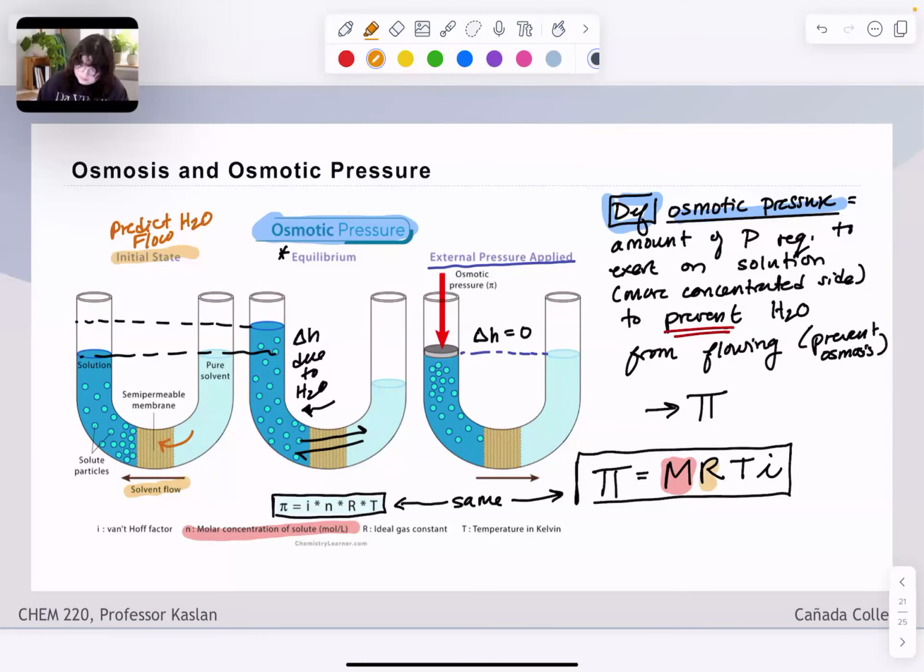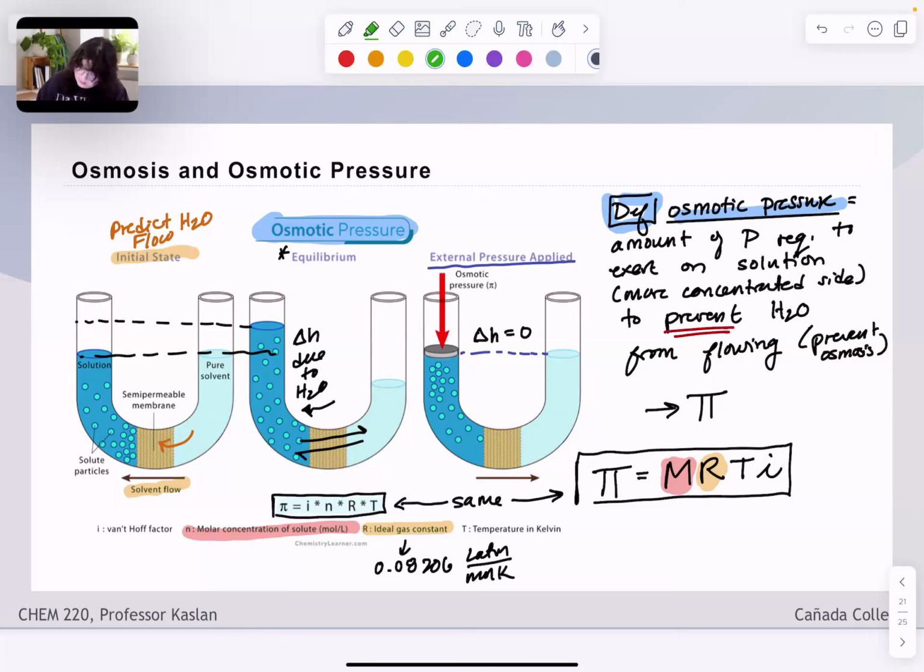R is our ideal gas constant. We are talking about pressure here, so some of our gas terms are going to come into play. So that is, if we need the reminder, 0.08206 liter atmospheres per mole Kelvin. So do not forget that. Rewrite it so it's not in orange. This is 0.08206 liter atmospheres per mole Kelvin.